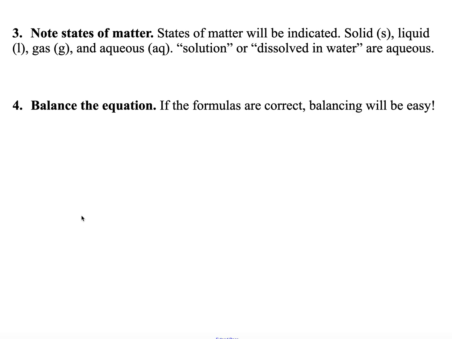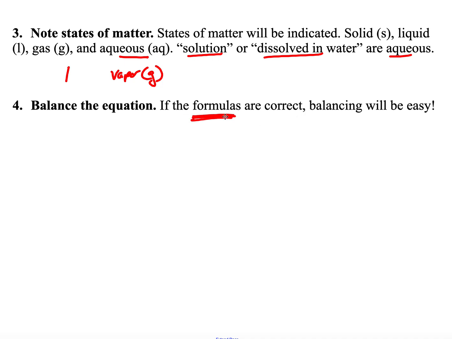Once you're done with the formulas, then you can add in states of matter, solid, liquid, gas, and then AQ. Anytime you see the word solution, dissolved in water, that's aqueous. So that means you put AQ. Water, if it's just plain water, you know it's going to be an L for liquid. If it's water vapor, then you know it's a gas. Okay. And then finally, when you're done writing out the formulas, balance the equation.